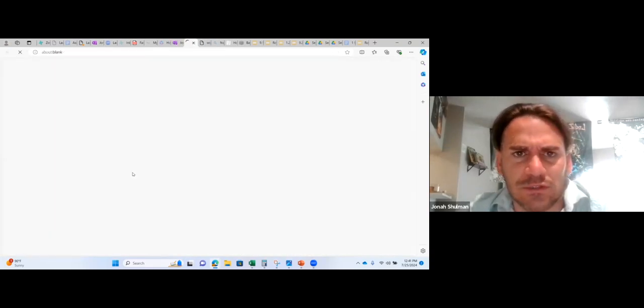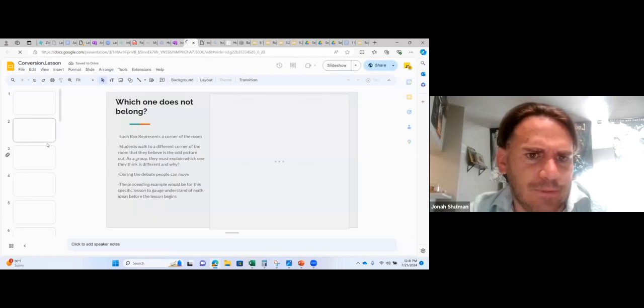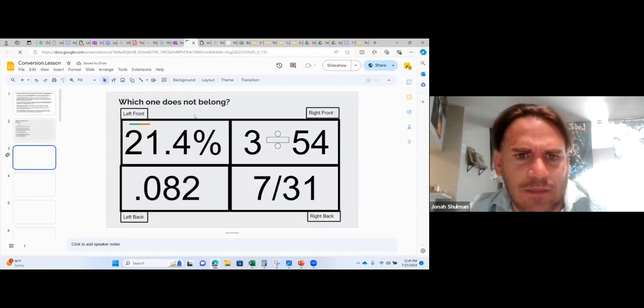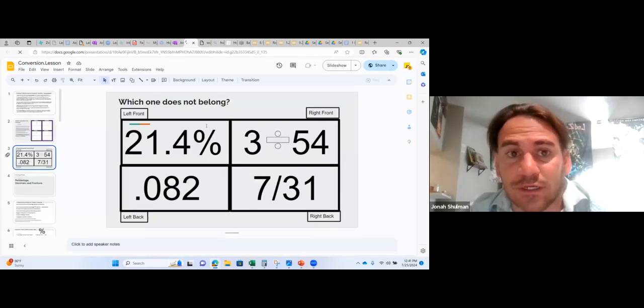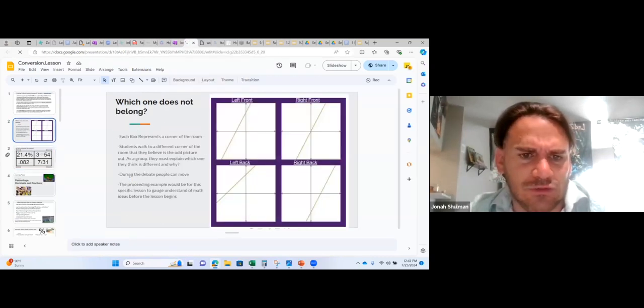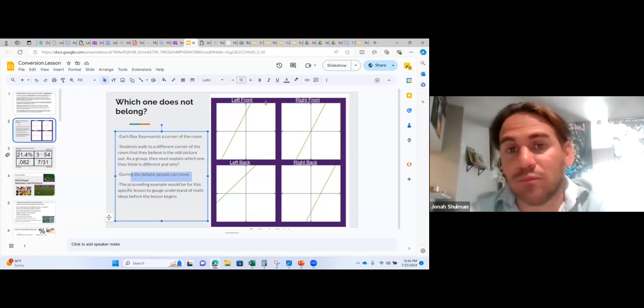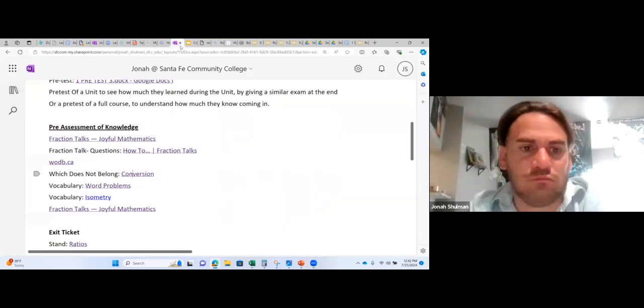Here's one of the ones that you've seen in my lessons. They go to which corner they think is different and why. And then during the debate, people can move. So you're trying to push people to go to a different one.